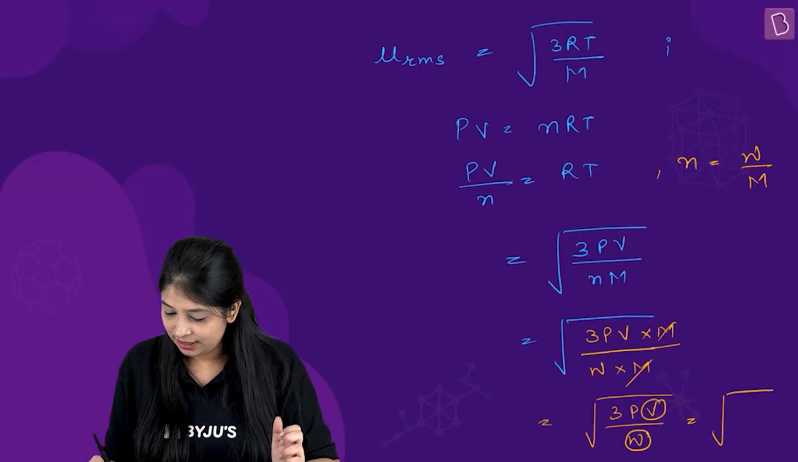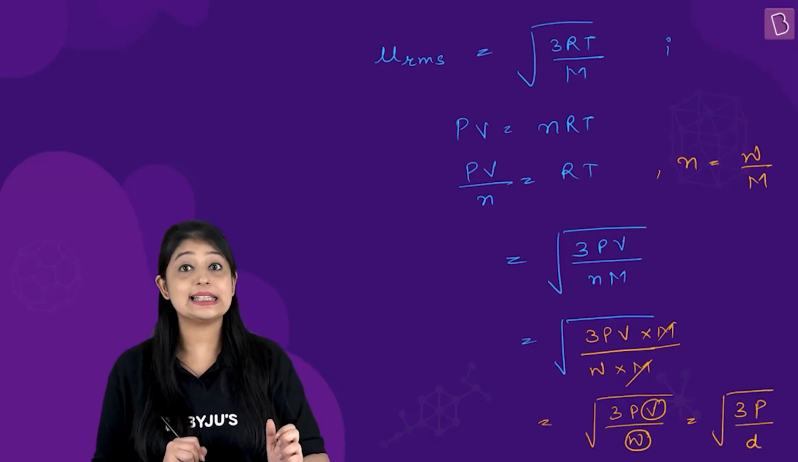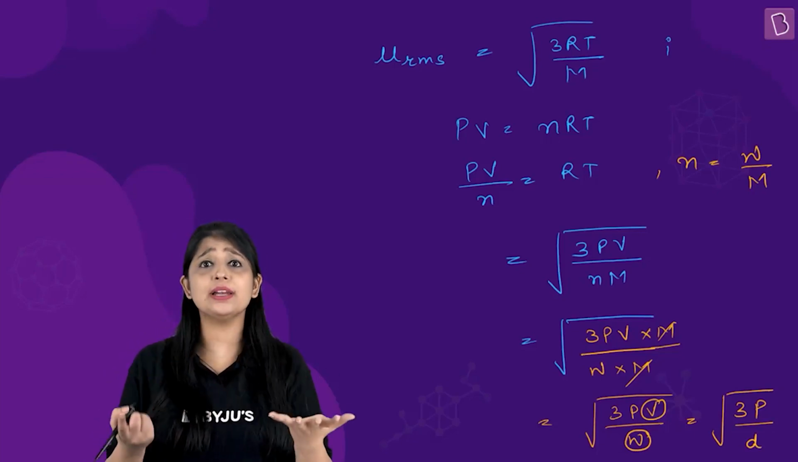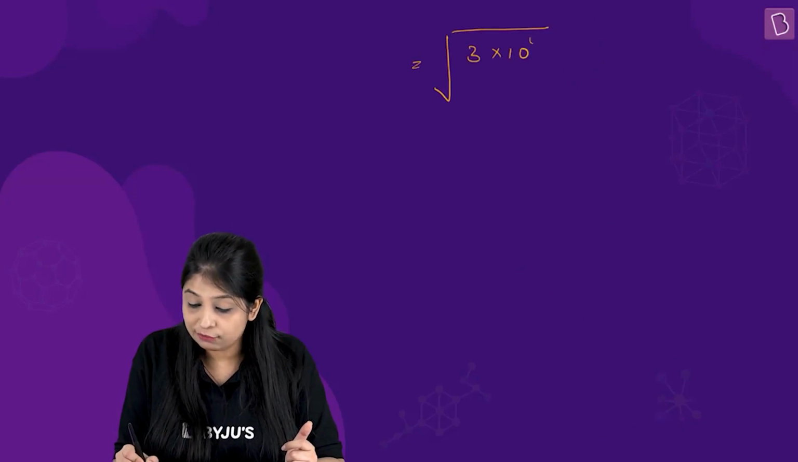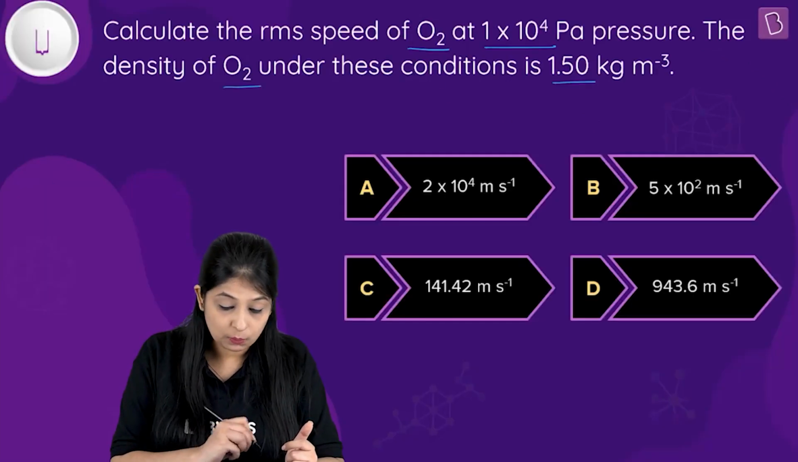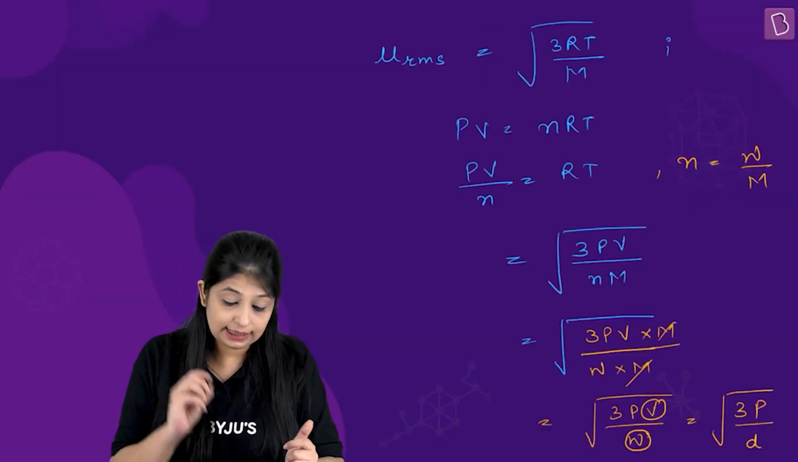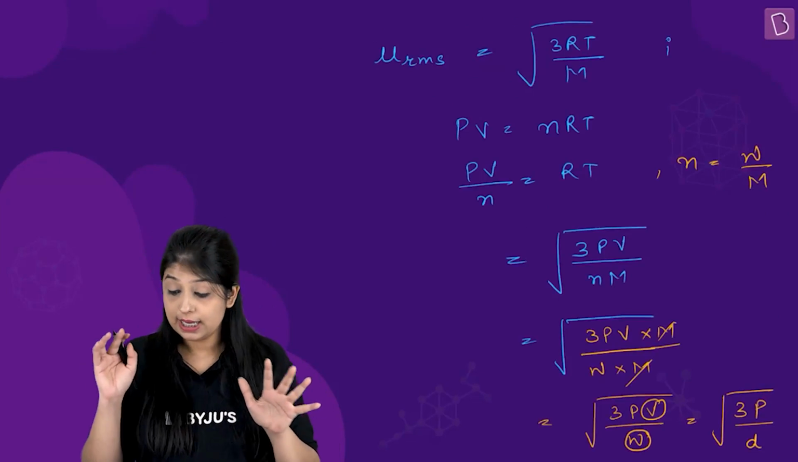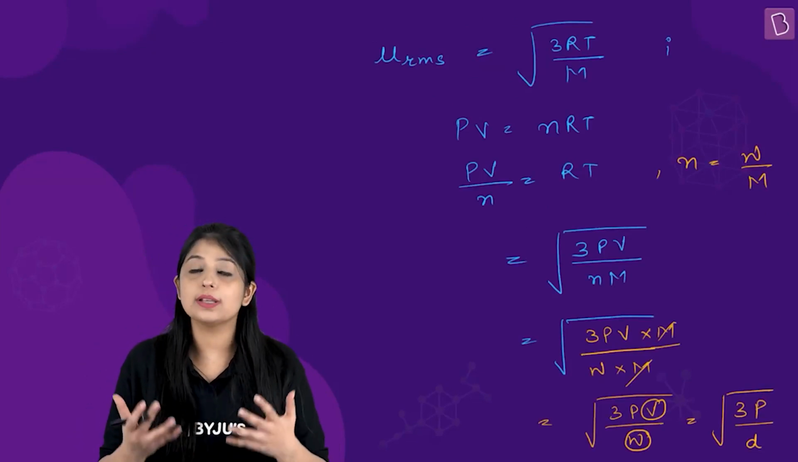So this comes out to be under root 3 P upon D, right? Where D is the density. And the pressure value and the density value is already given to us. Pretty easy, right? So under root 3 into 10 raised to the power 4 divided by 1.5, right? So one thing you have to ensure here, right? Here we are pretty lucky that the units given to us were exactly the ones that we wanted.